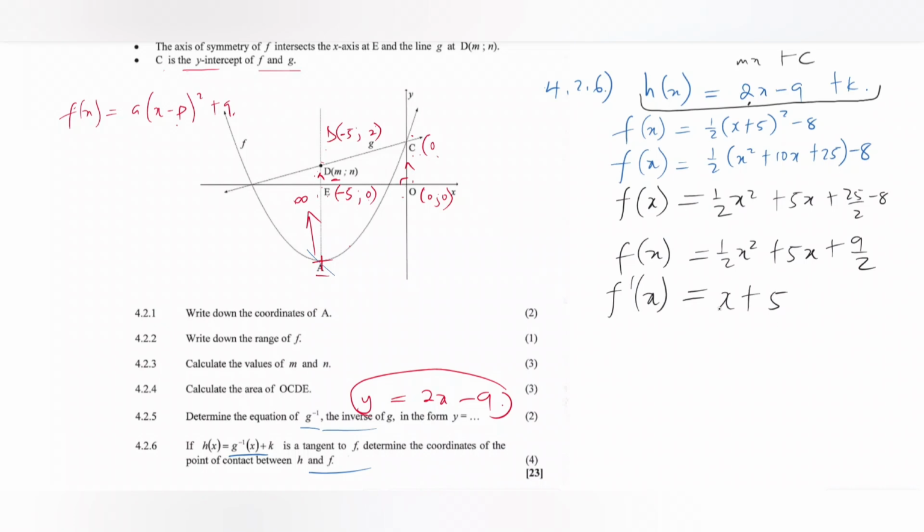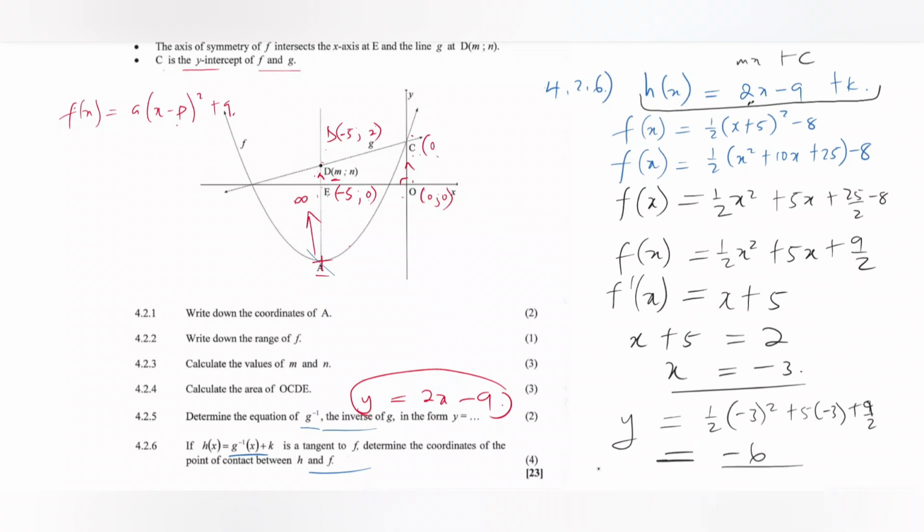Then we equate this one, x plus 5, to our gradient 2. So x plus 5 will be equal to 2. So our x will be equal to 2 minus 5, which is going to be minus 3, like this. Then let's find the value of y. For the y value, we are going to substitute into our original equation, which is this f of x. So that will be y is going to be half x squared, which is minus 3 squared plus 5 multiplied by minus 3, then plus 9 over 2. So this is going to give us minus 6. So our coordinates of point of intersection is going to be minus 3 and minus 6. That's our solution.